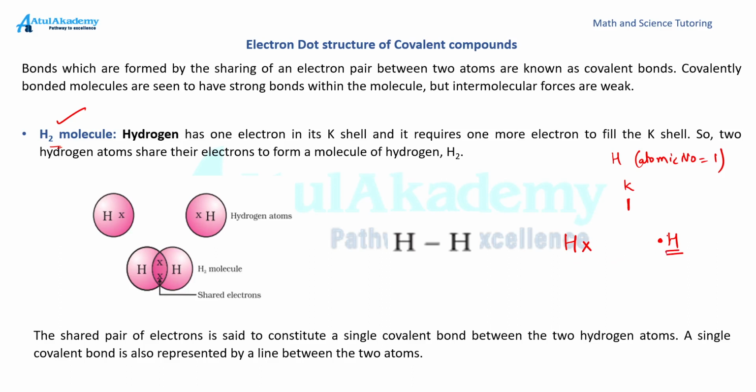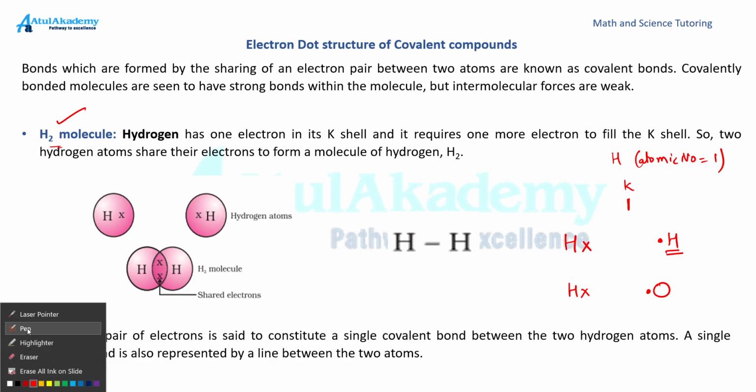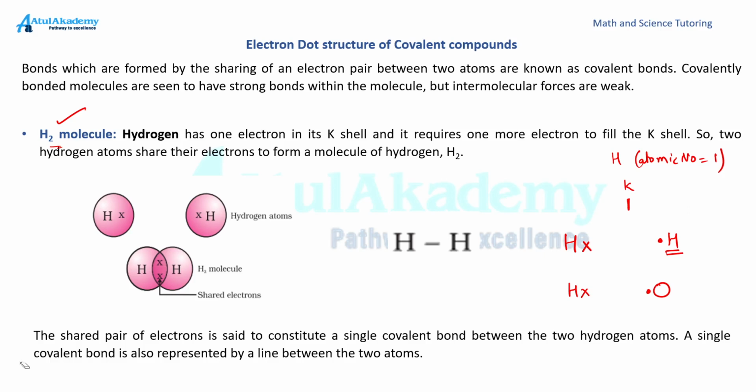Another thing: when you have two elements, you need to differentiate between them. Suppose if it is hydrogen, we'll take X, and for oxygen, we'll take a dot, so that we differentiate between the electrons of both of them. This is when you have two elements which are sharing electrons, but in case of one element, you can use only one symbol. So let us do it now.